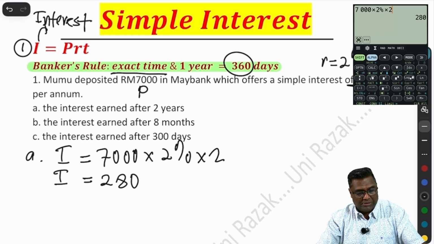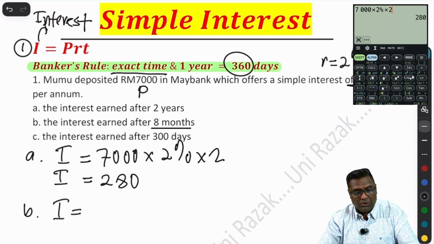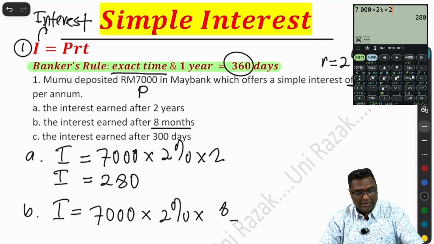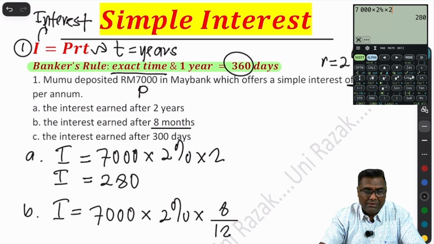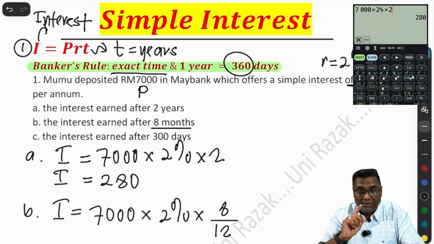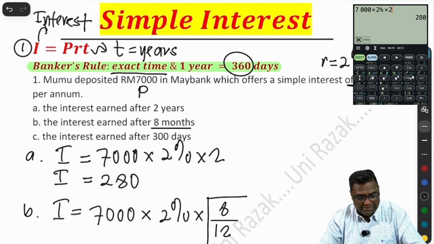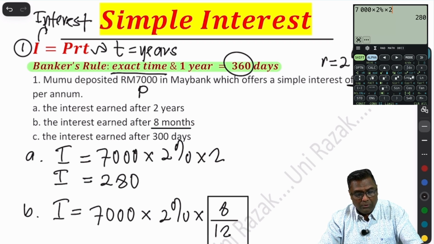I give you one more example. Look at B. I want to find the interest, but now it is on 8 months. So 7,000 times 2%. Since it's 8 months, I change it to years, because the T value that we are using always has to be in the unit called years. It cannot be months, it cannot be days, it has to be years. That is the reason why I divide by 12, because all of us know 1 year has 12 months. All of us know this very well.